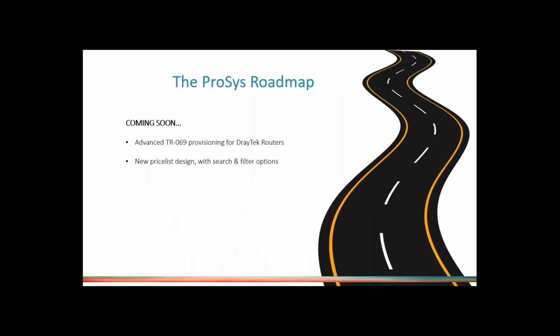So in terms of the roadmap and what's coming, we've got a couple of things planned at the moment. So we've got advanced TR69 provisioning with Draytech routers, and then we've got a new price list design with different search function and filter options. So kind of really an overhaul to the price list and stock information to make it look so much better really. And I have seen it as well, and it does look really, really impressive. So I'm quite excited to be able to show that to you at some point going forward.